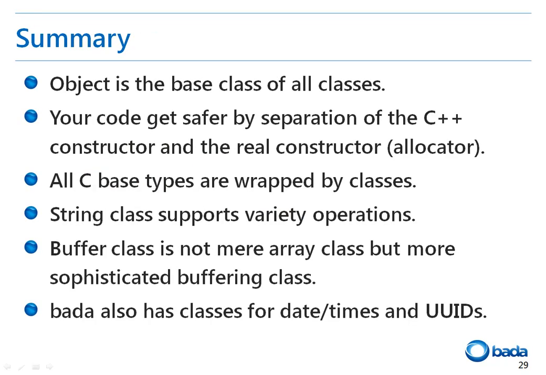Okay, let's summarize this lecture. First, the object class is the base class of all bada classes, and bada has adopted a two-phase construction via the C++ constructor and the construct function of the class to manage memory more safely. Additionally, the base namespace provides various type classes to wrap C types, the string class and the buffer class, which support various types.